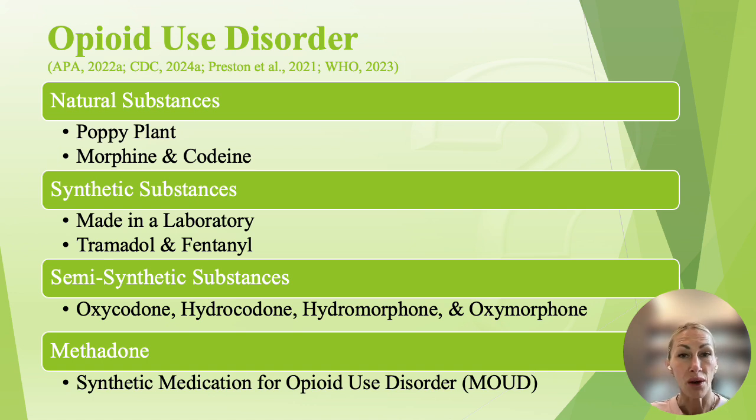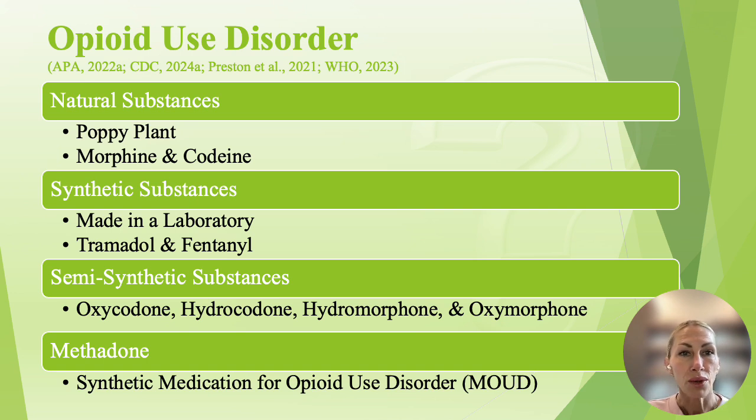Then there are synthetic opioids, which are completely man-made in a laboratory. Some examples include tramadol and fentanyl, with fentanyl being particularly potent and a major contributor to the opioid crisis. Semi-synthetic opioids, which are derived from natural opioids but chemically modified, include oxycodone, hydrocodone, hydromorphone, and oxymorphone, all of which are commonly prescribed for pain relief, but also have a high potential for misuse.